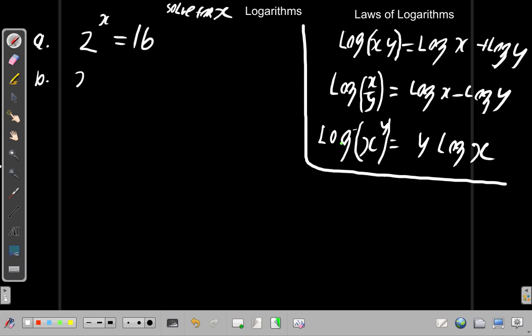B says 2 to the power of x is equal to 32. C says 2 to the power of x is equal to 25. Alright. Now, what I want you to do is pause the video and solve these. So go ahead and pause.